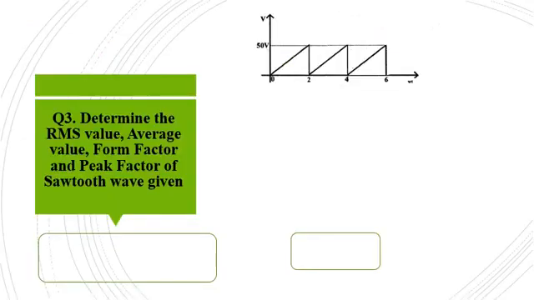Now consider the third question. In this we need to calculate the average value, RMS value, form factor and peak factor of a sawtooth waveform. First of all, what about the time period? So here we can see the time period is 2.